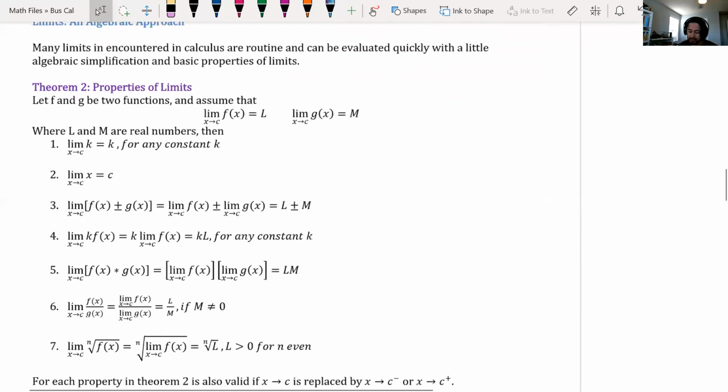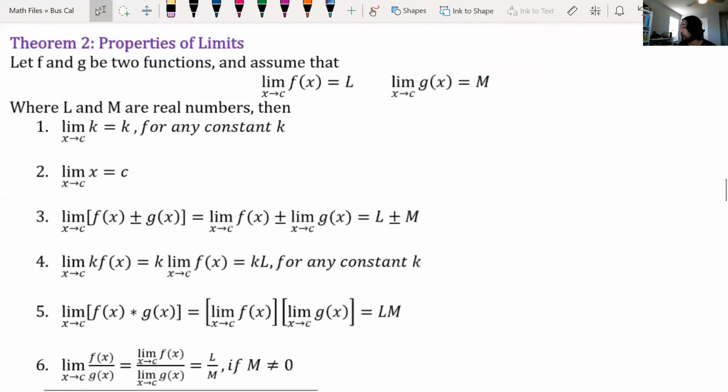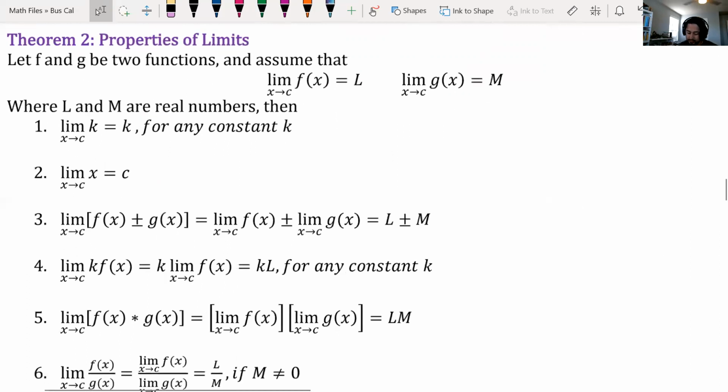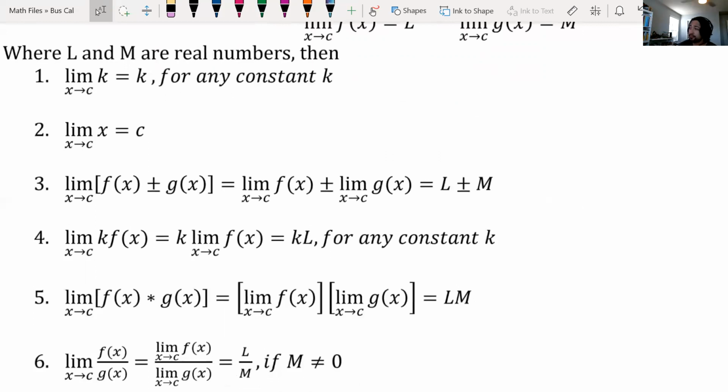So just remember that calculus is heavily algebra based. So why wouldn't we be able to actually apply algebra to limits? So I'm just going to run through these properties real fast. Property number 1 says the limit as x approaches c of some constant k will equal the constant. So basically the limit of any constant is the constant. And remember, a constant is a number without a variable.